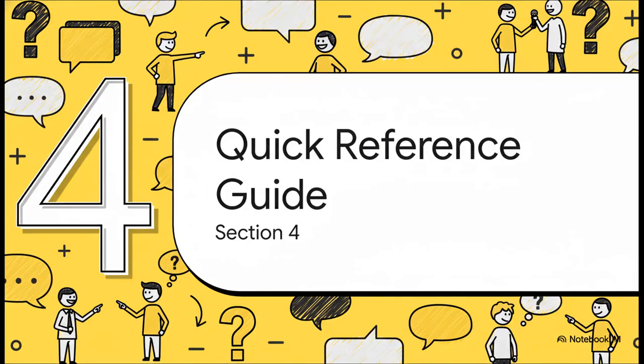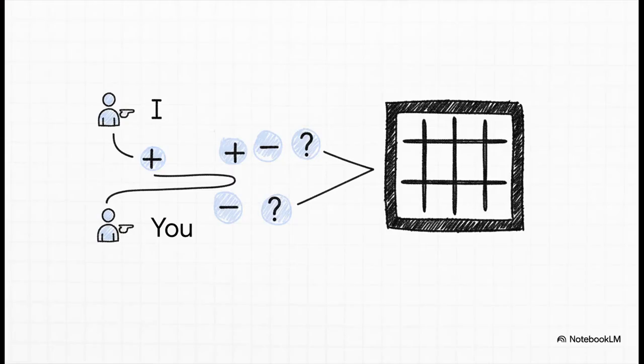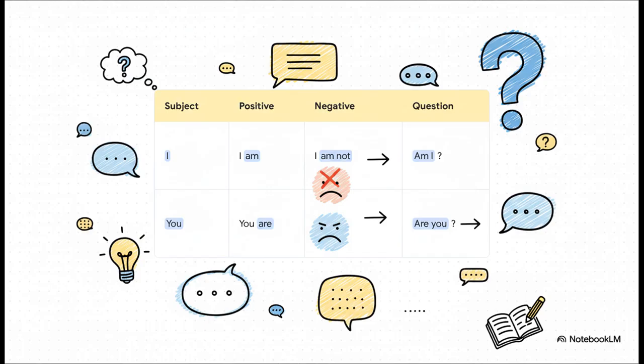Okay, next up, your quick reference guide. Let's put everything we've just talked about together into a really handy chart. Here's everything we've learned, all laid out in one simple place. And there it is. This chart shows you the entire lesson in one simple grid. You've got your subject, I or you, and right next to it, the positive, negative, and question forms for each one. Seriously, this is your go-to guide. Screenshot it, write it down, whatever you need to do, and just use it whenever you need that quick reminder.